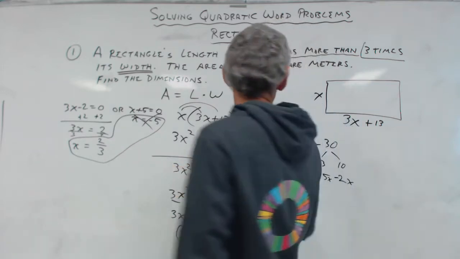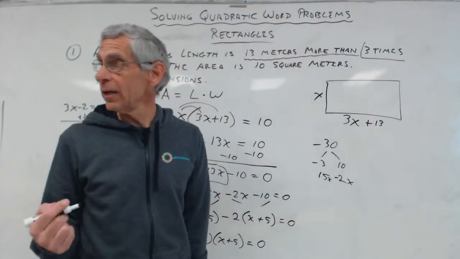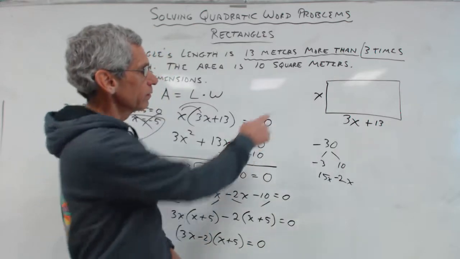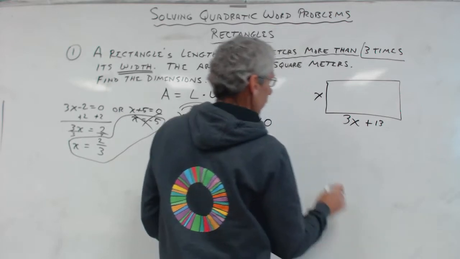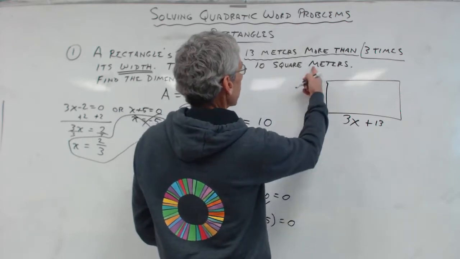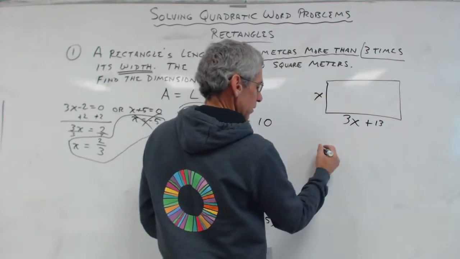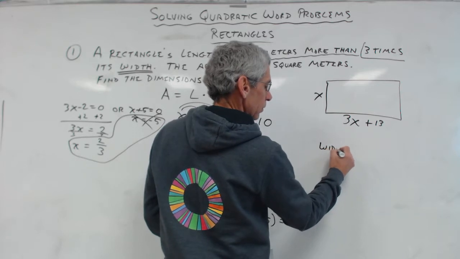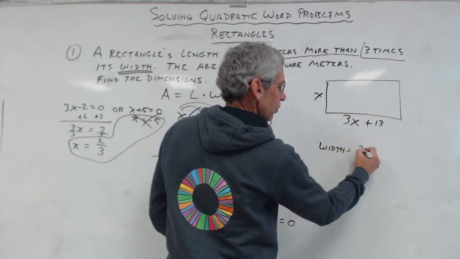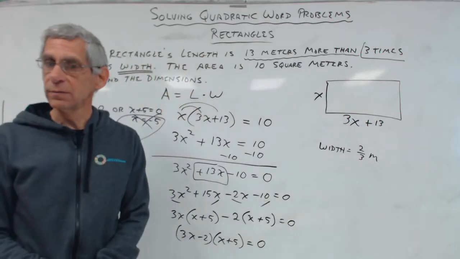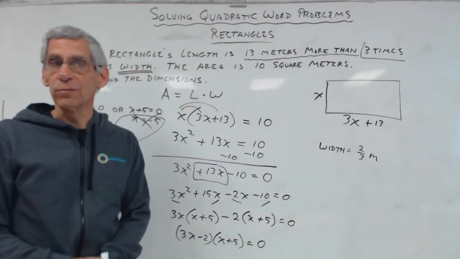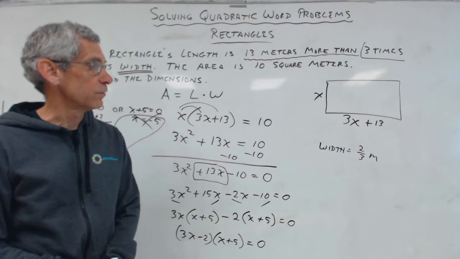Okay, so now we got to figure out what are the dimensions. Well, x is my width, right? So my width equals 2/3 of a meter. And that's okay to leave as a fraction. You can turn it into a decimal if you want, but you can leave it as a fraction.